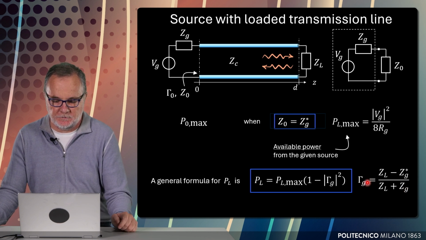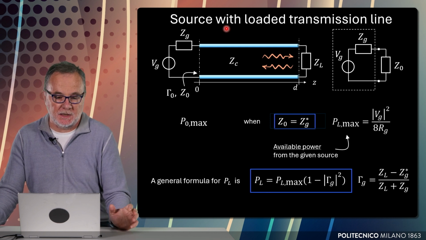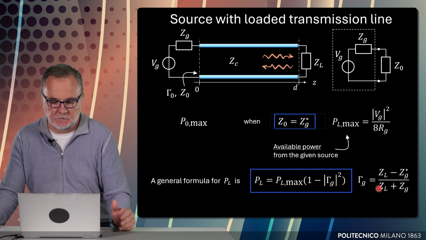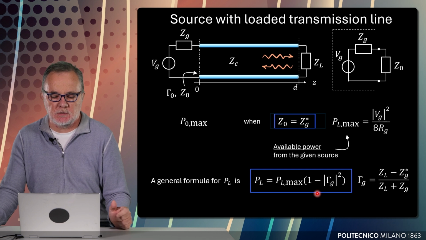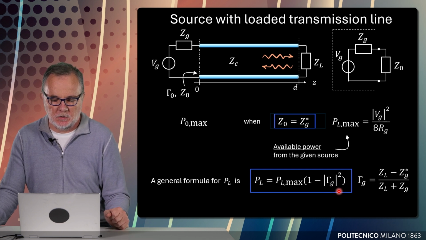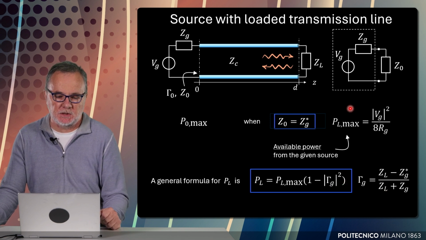This expression of the reflection coefficient allows us to write the general formula for the power absorption by everything that is on the right. In this case, we are writing PL, therefore the power absorbed by ZL, as the maximum power we can absorb by this source times the quantity 1 minus the square of the magnitude of gamma g. So this general formula accounts for impedance mismatch between the load and the source.